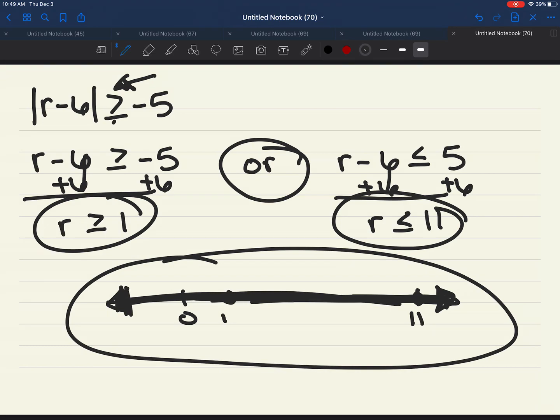Okay? All right? Any questions on that? Do you still have to work it out if it's all reals? You have to work it out either way. If it's all reals or no solution, yes. You can't just graph it? No, you have to work it out.